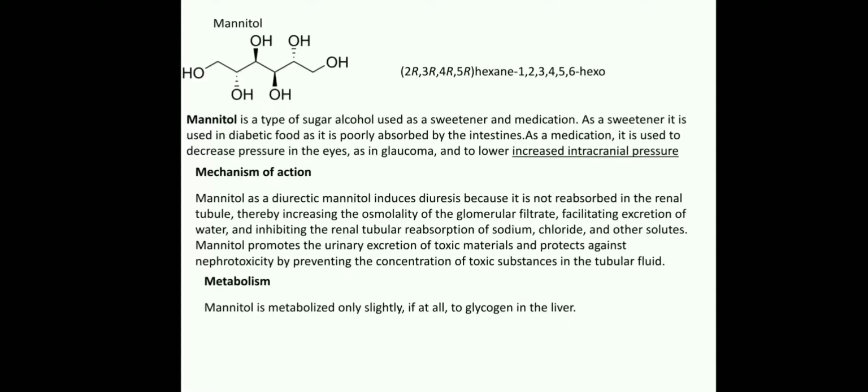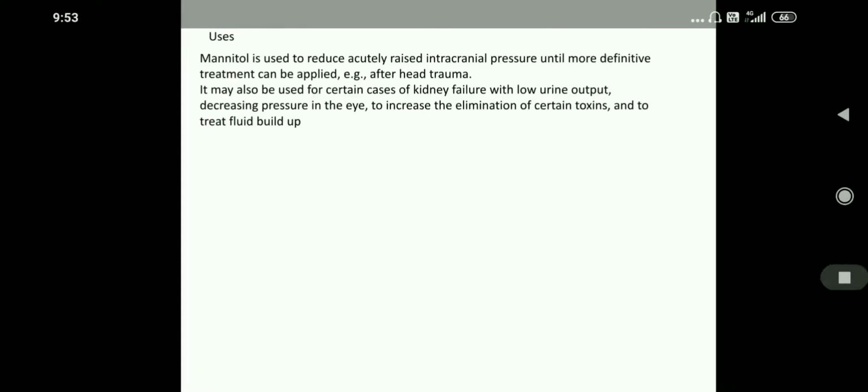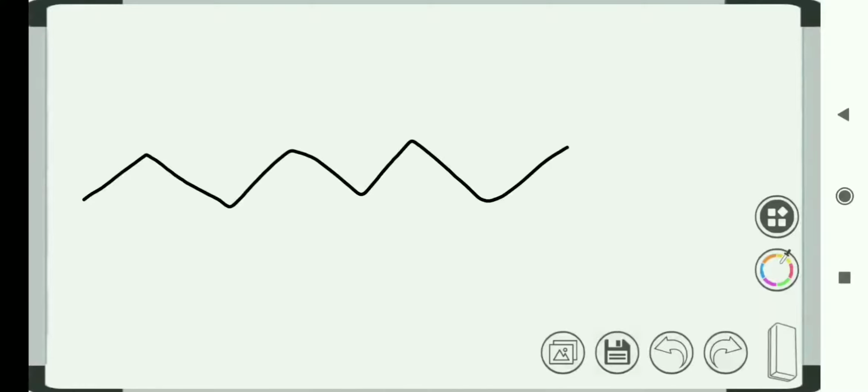See mannitol, it almost resembles a simple sugar molecule that has 6 carbon atoms. It is a hexane. Okay, so to this hexane we have 6 hydroxyl groups. If you draw the structure, it resembles 1, 2, 3, 4, 5 and 6 here. At both the ends we have the hydroxyl group.